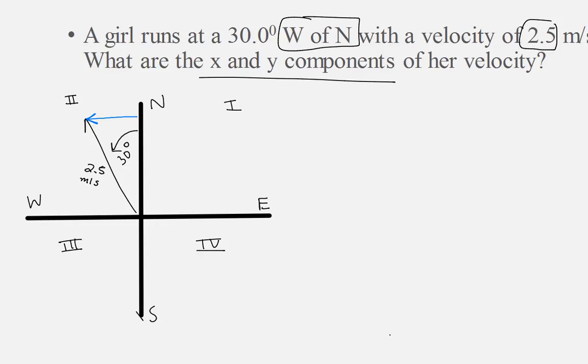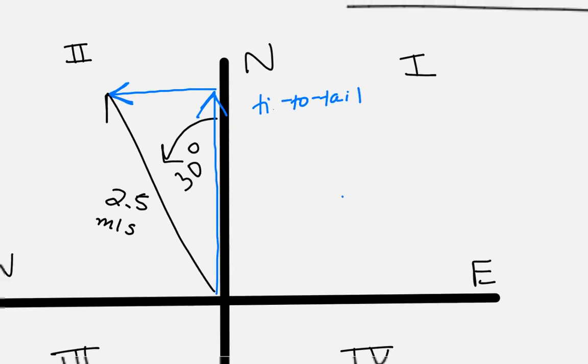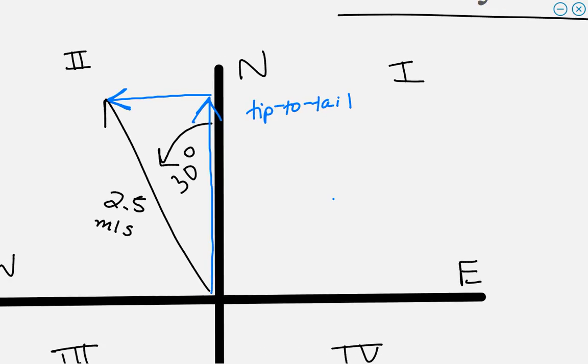And are you going north or south? North. So the north component is like this. What do you notice about those two vectors? How do they line up? Beautiful. Tip to tail. Okay. Tip to tail. Okay, so I'm just going to clean up this diagram a bit. It's a little bit messy.